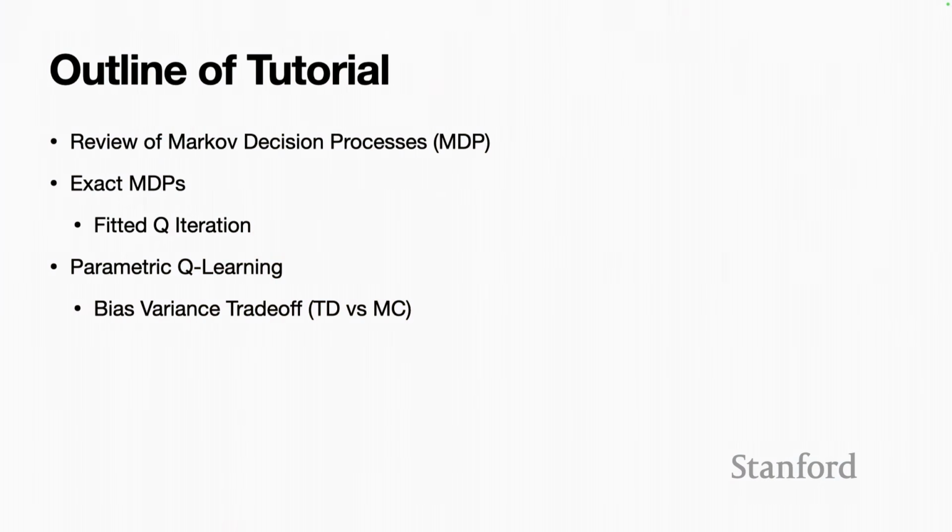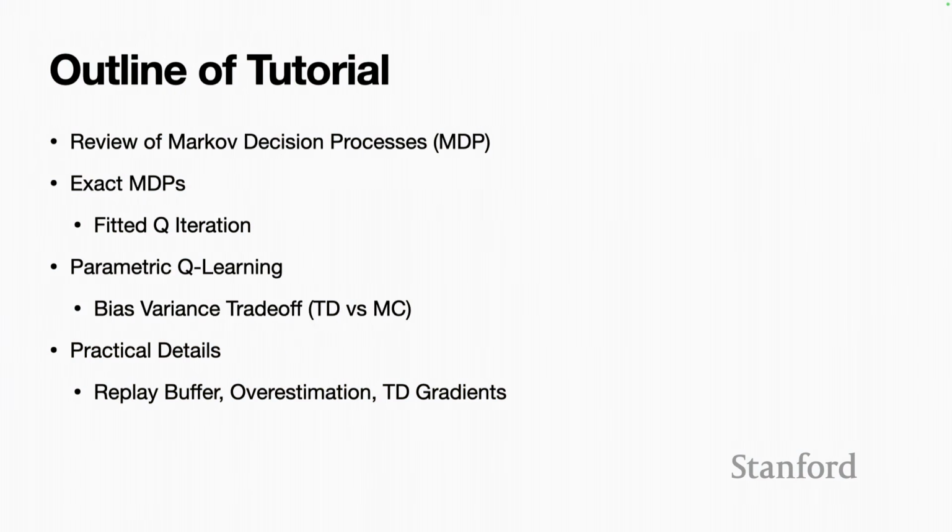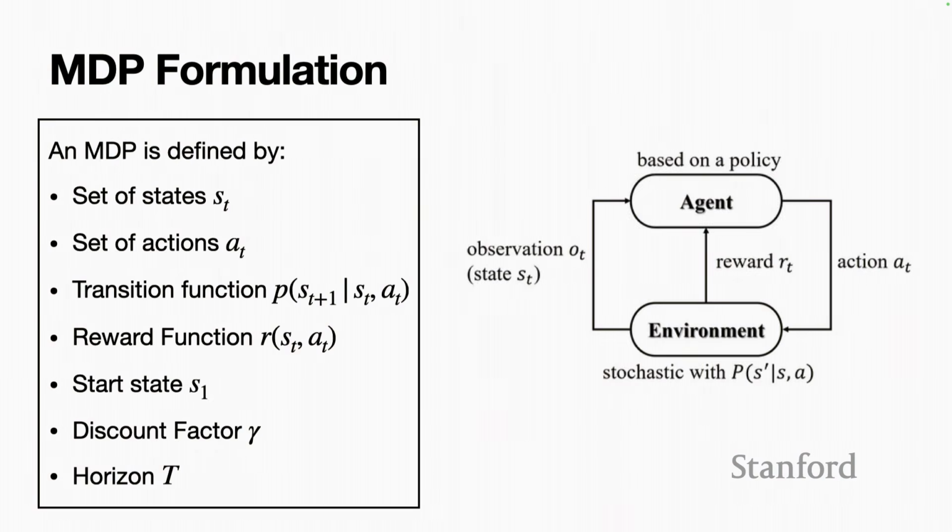And then we're going to move on to parametric Q-learning, looking at the bias and variance trade-off, learning from TD regression versus Monte Carlo rollouts. And then finally talk a little bit about some of the practical details that go into learning effective Q functions. This includes things like the replay buffer that we just briefly chatted about, overestimation, and how to deal with the gradient effects of TD learning.